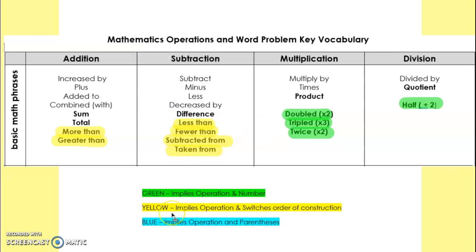Then we took a look at words, highlighted yellow, that imply you have to switch the order that you write your words or your numbers down. So again, something like more than. Words or phrases that have the word than or from are good indications that you need to switch the order that you write something down. So for instance, instead of x minus 4, it would be 4 minus x. So we did look at ones where we had to flip the construction.